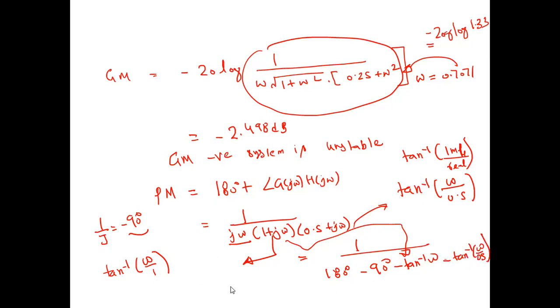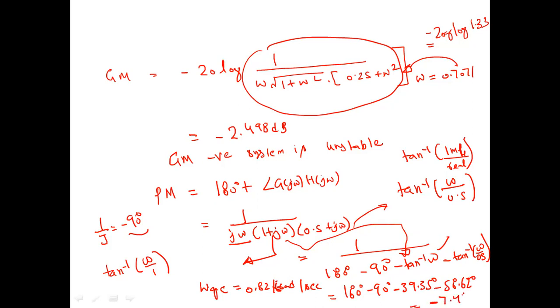For the value of omega, they have already mentioned the gain crossover frequency omega GC, which is equal to 0.82 radians per second. Substitute this value for omega, and you get 180 degrees minus 90 minus 39.35 minus 58.62 degrees, and the final calculation gives minus 7.97 degrees. So this is the value of your phase margin.